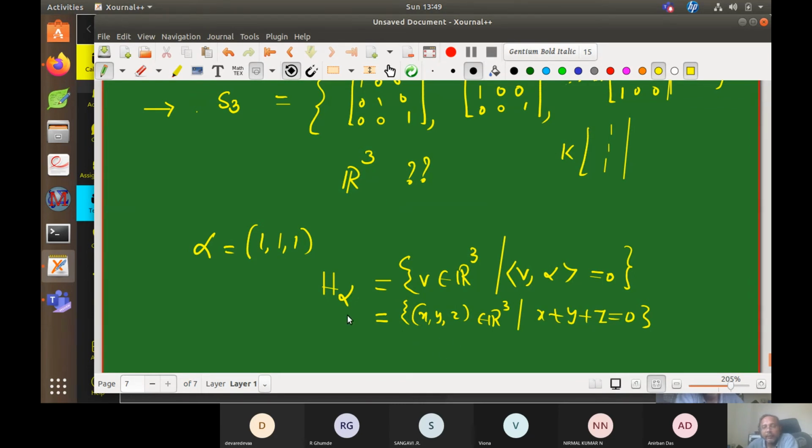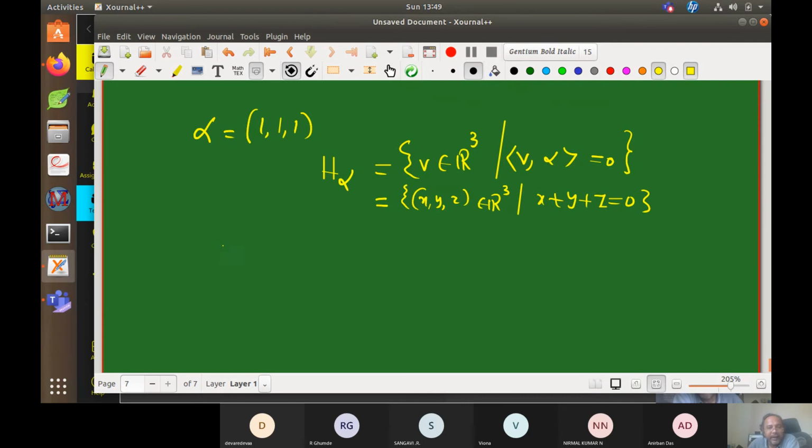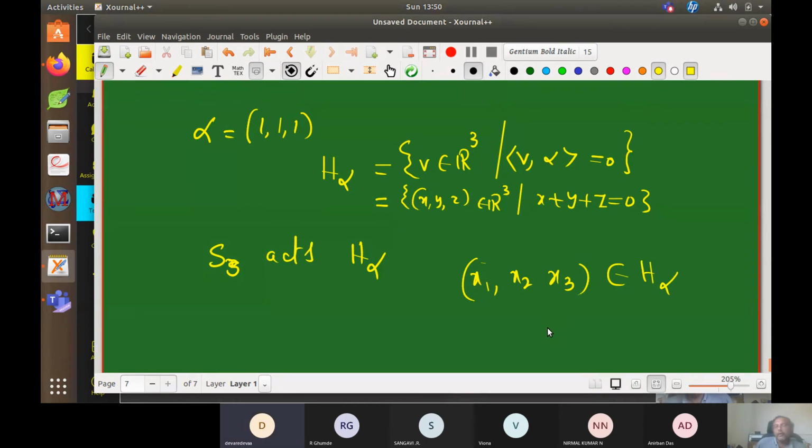Now how does S3 act on H alpha? Does S3 act on H alpha? That means, does it take an element of H alpha to H alpha again? That means I take x1, x2, x3 which belongs to H alpha. What do you mean by that? Not all of them, sir. Some of them maybe. Be careful. I am not saying that it goes to itself.